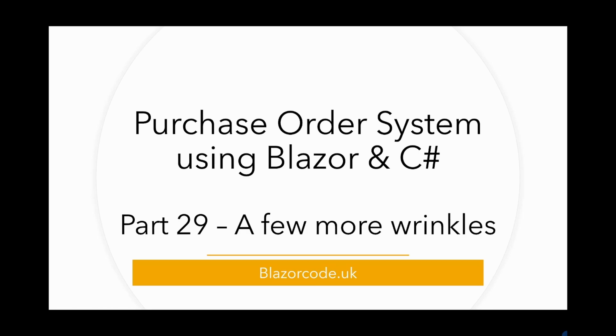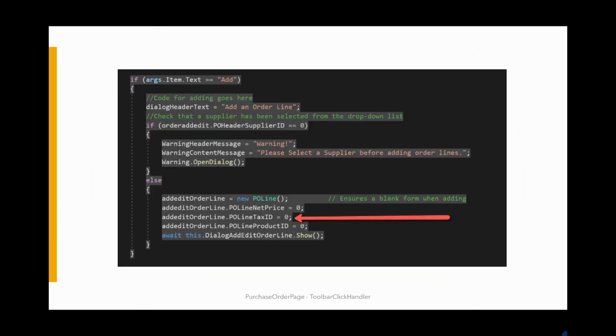One of the comments in one of the videos, I think it was part 15, editing and deleting order lines, alighted on the fact that when an order is added, the first order line is not provided with a default tax code. In fact, the tax code is specifically set to 0, as we can see in this line here.